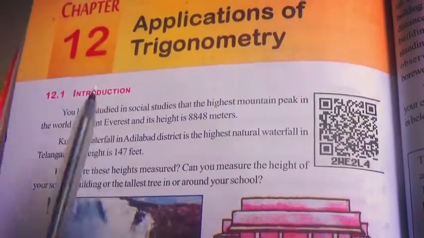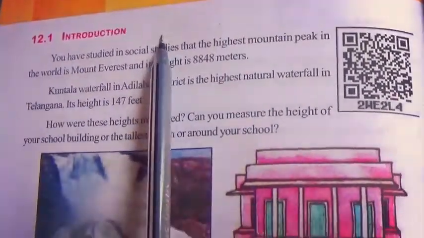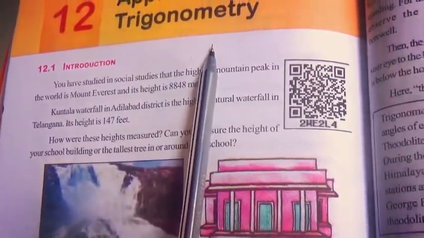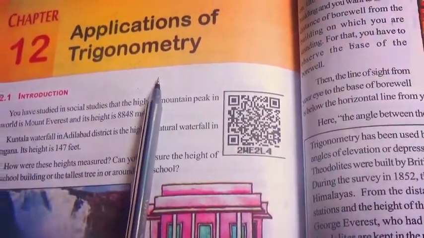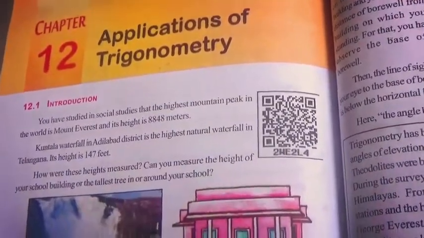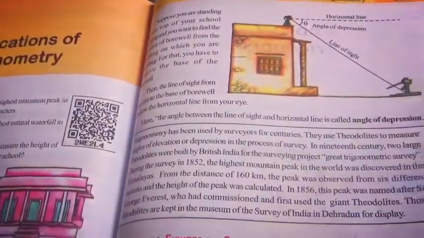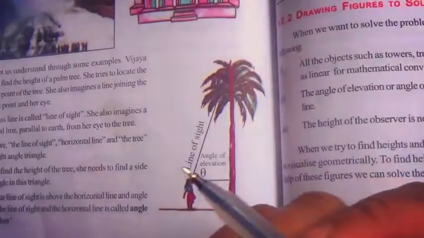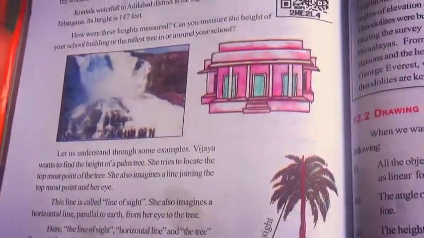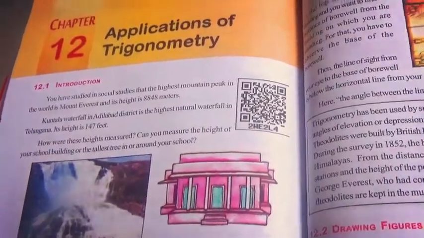Hello everyone. Today I am going to explain these applications of trigonometry. I already explained the trigonometry chapter before. By using these trigonometric ratios, we can find the heights, depths and lengths of things, like the heights of mountains, the depth of the oceans, the height of buildings. In this chapter I'll explain how to find these using trigonometric ratios.